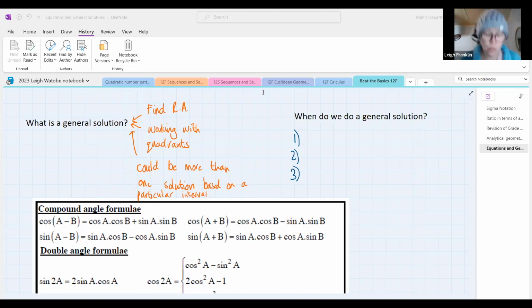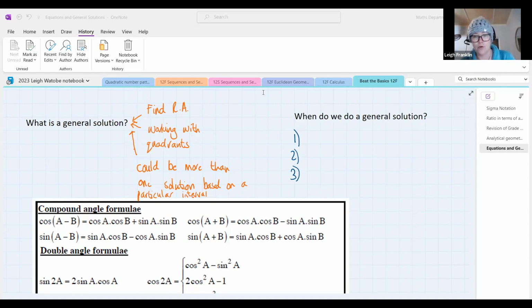Okay, and that's what I want to try and talk about today, at least for part of the lesson, before we get into solving general solutions, because I think if you understand what it means, your chances of being able to apply what you see to different situations is going to be so much better. So we're going to talk now about what a general solution is, and I'm going to use some diagrams, some graphs in order to be able to explain that.